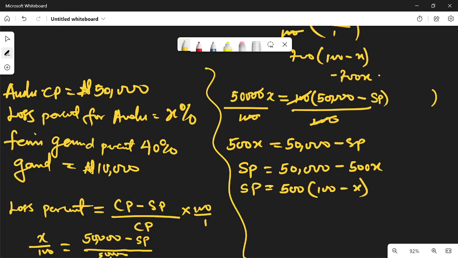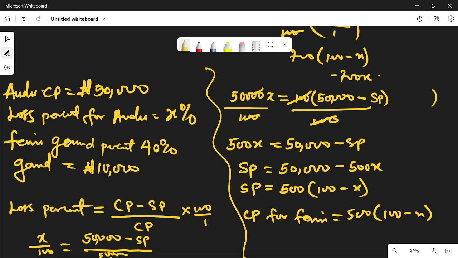Now, this selling price is the amount that Audu sold the article to Femi. Are you guys following? Yes, sir. Now, this selling price for Audu is going to be the cost price for Femi. So that means the cost price for Femi is 500 into 100 minus x.